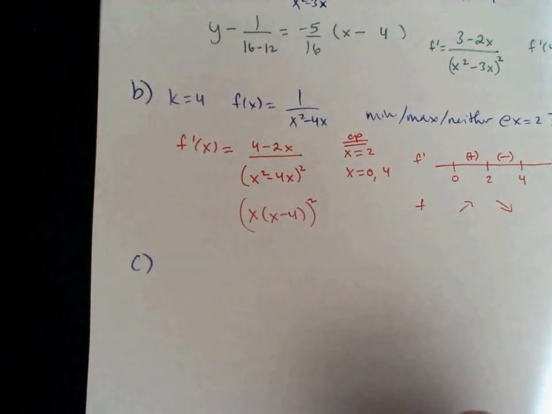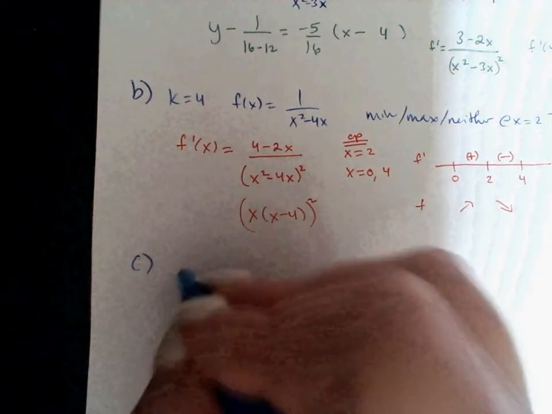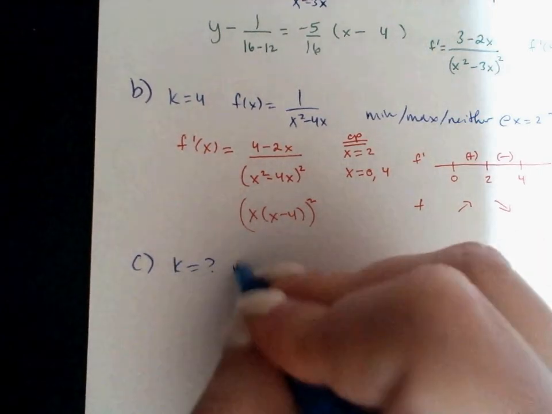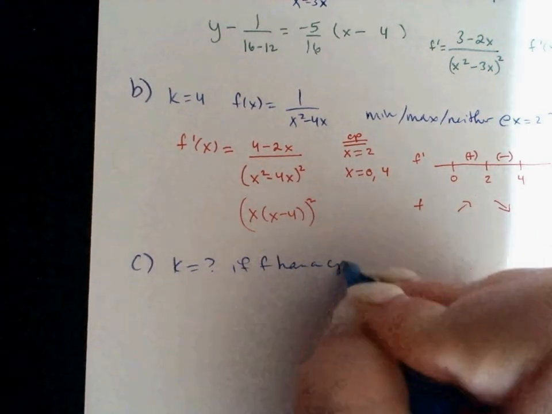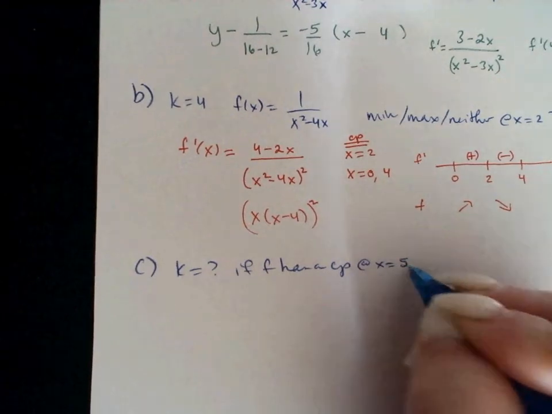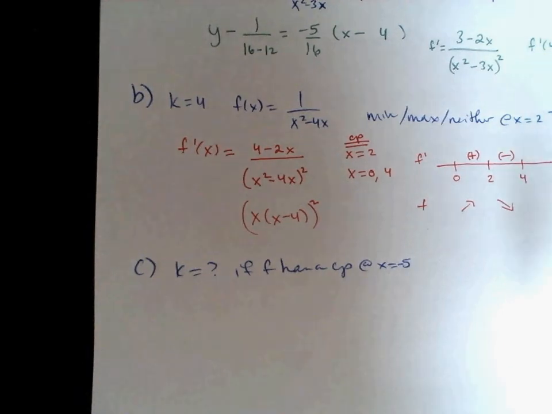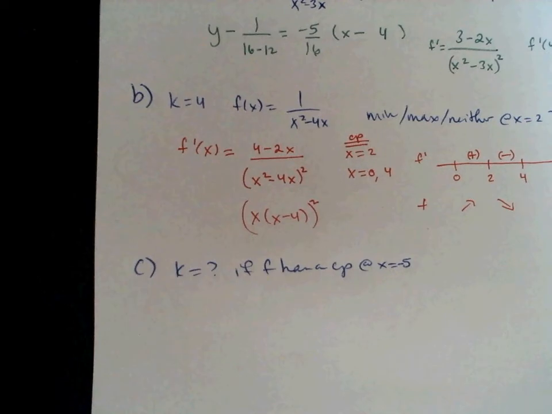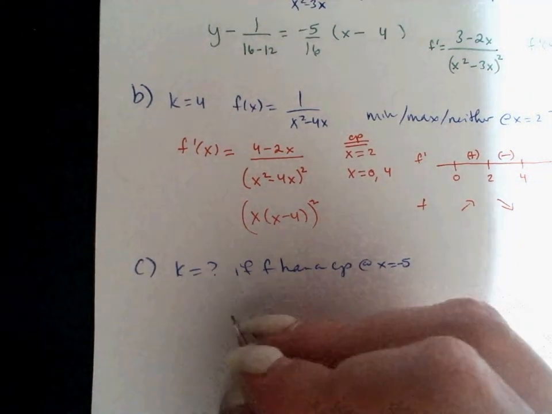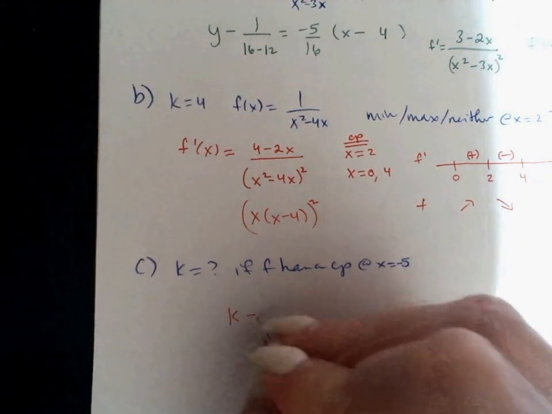Okay. Let's look at part C. Find the value of k for which f has a critical point at negative 5. K equals what if f has a critical point at x equals negative 5. Okay, so that means the derivative will have to either be 0 or undefined at x equals negative 5. I think that's pretty clear. In fact, I feel like all you have to do is think about the numerator, but let's just see.